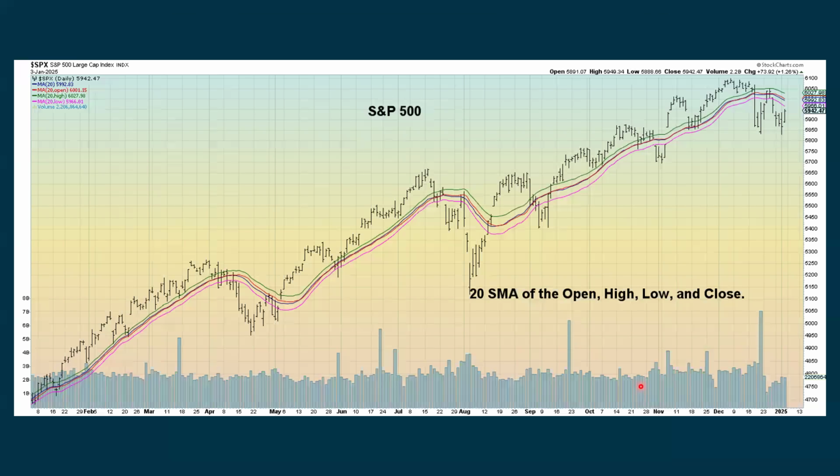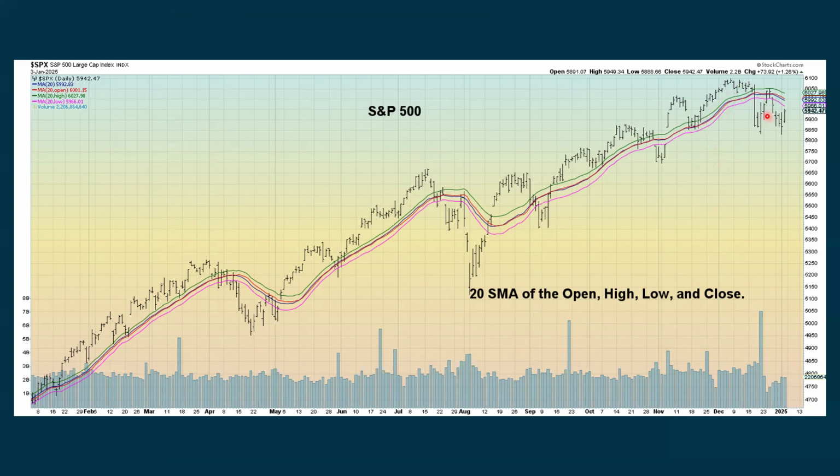Then some support and resistance. This is a 20 period simple moving average of the open, high, low, close. This is more short term. And when we're really doing well and the market's going up, we tend to be above all of these lines and the lines themselves are going up.